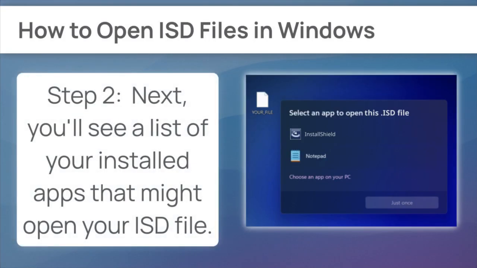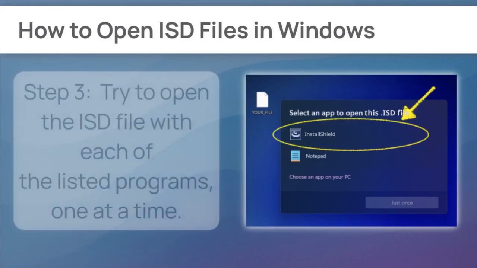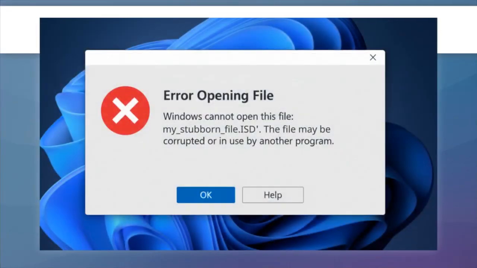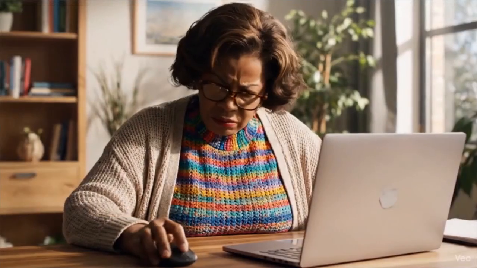Right-click the ISD file and hit Open with. Test InstallShield if available. If not, choose a different app. That often leads to the solution. If the ISD file is still refusing to open, it's expected. Rather than guessing, let's understand the root cause.